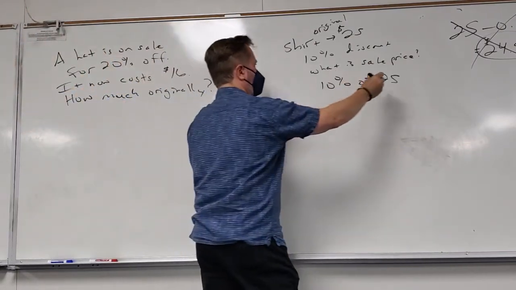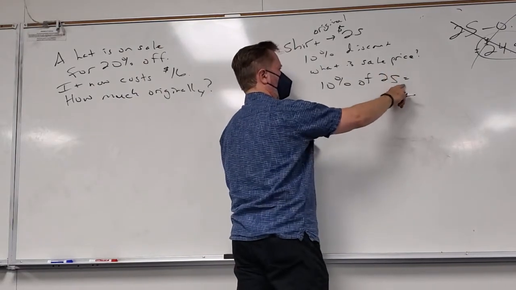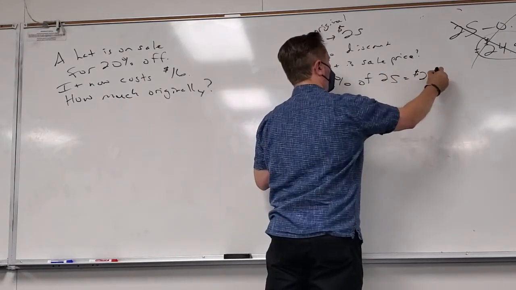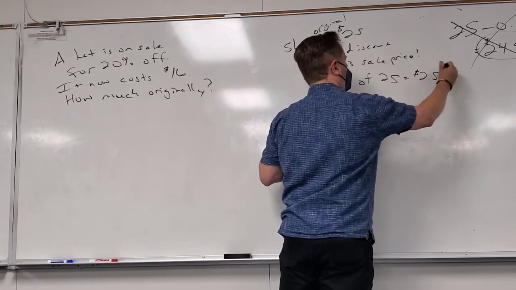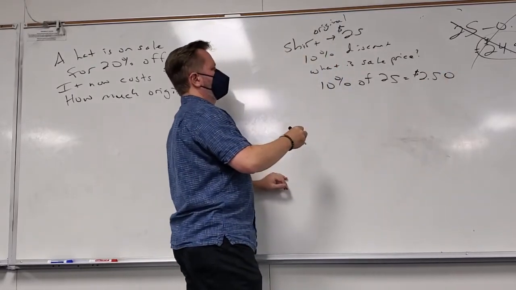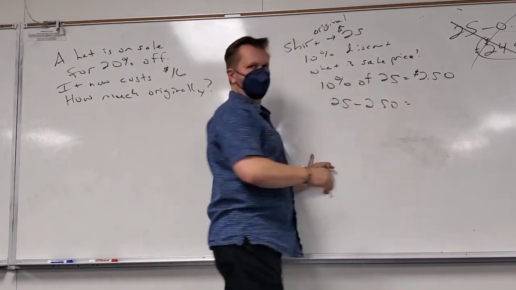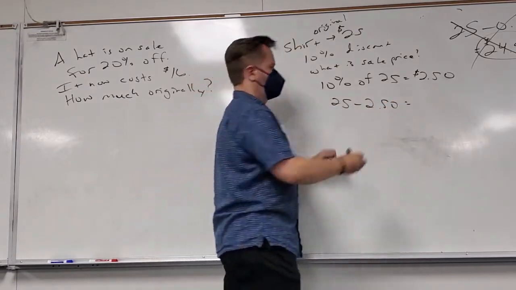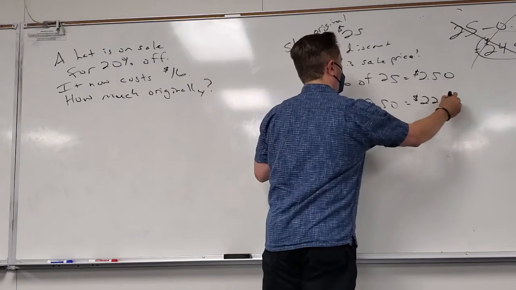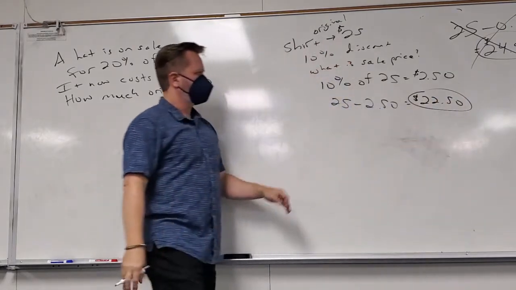So what is 10% of 25? Who remembers the shortcut? Bam! 2.50. So then I would do 25 minus 2.50. 22.50.